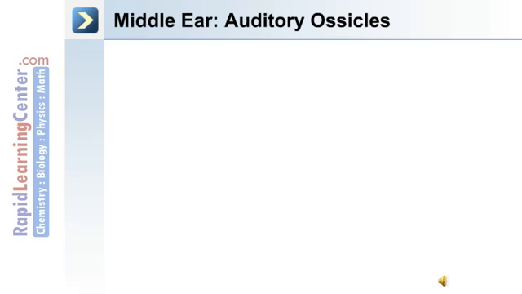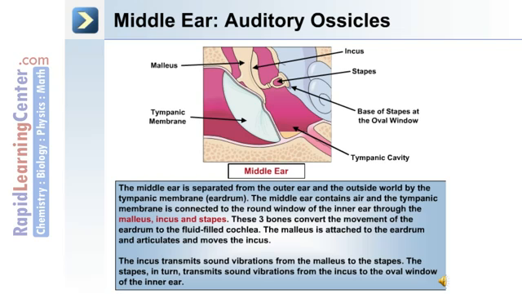Now we'll move on to discuss the anatomy of the middle ear, including the auditory ossicles. Depicted in this image, the middle ear is separated from the outer ear by the tympanic membrane, and within the inner ear the auditory ossicles are the malleus, incus, and stapes. The base of the stapes is at the oval window. The middle ear contains air and the tympanic membrane, which is connected to the round window through the malleus, incus, and stapes. These three bones convert the movement of the eardrum to the fluid-filled cochlea.